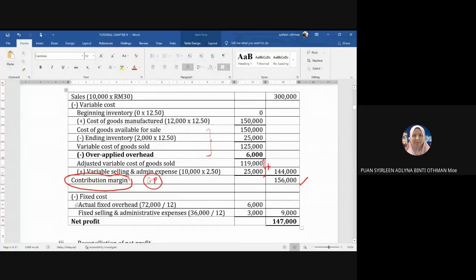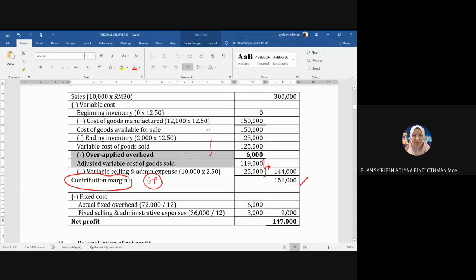So kita minus semua fix. Okay, semua fix cost yang ada dalam perniagaan. So fixed cost tu maksudnya sama ada dia dekat office ataupun dia dekat factory. So dekat office you have your fixed of sales and admin. Dekat factory you have your fixed manufacturing overhead. Okay. So actual fixed. Kita guna actual dekat sini. Kita dah tak guna yang estimated tu. Kamu kena faham estimated tu guna semasa kira cost unit sahaja.